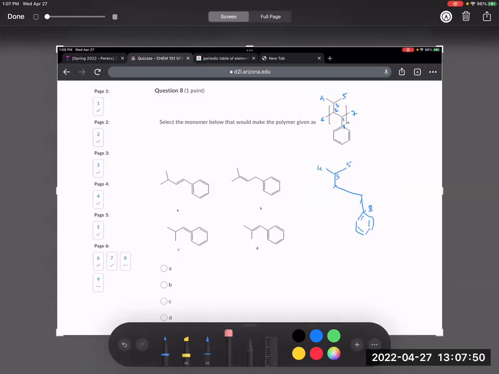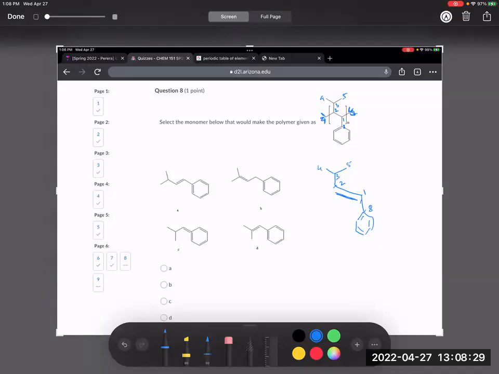Okay, so the idea is between 1 and 2, instead of those bonds coming out, you're going to delete those bonds and add a double bond instead. Those are like hands coming out to connect with the neighbor, the neighboring polymer repeating unit. And then when it comes to the monomer, those hands are going to go away, and they're going to be replaced by a double bond.